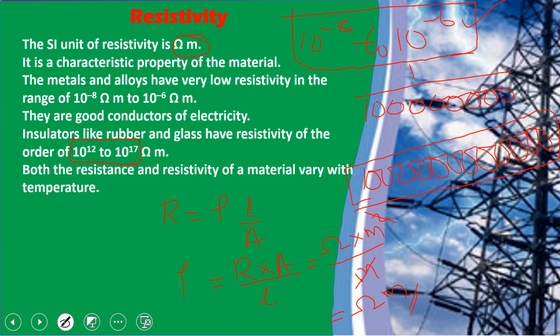Both the resistance and resistivity of the material vary with the temperature. So if the temperature is changed, resistivity will change. No other condition will change resistivity. But the resistance can change by increasing the length, and it can decrease by increasing the area of cross section.